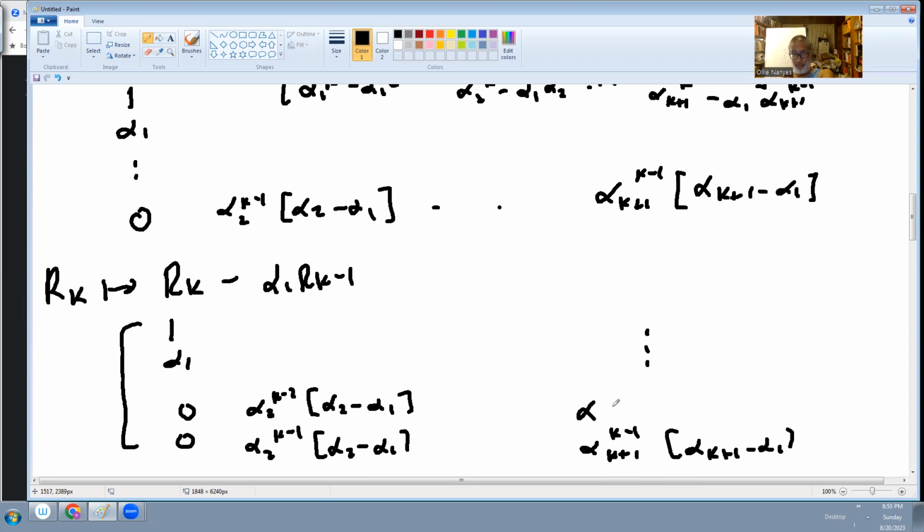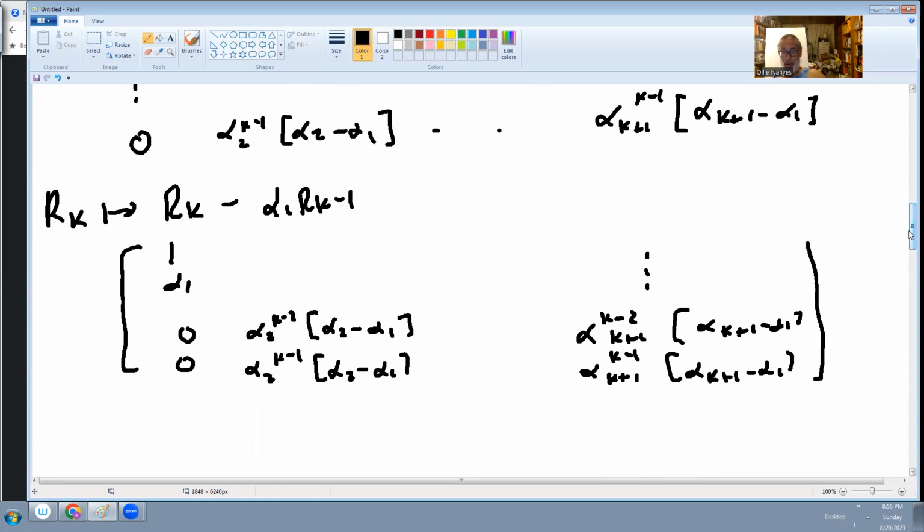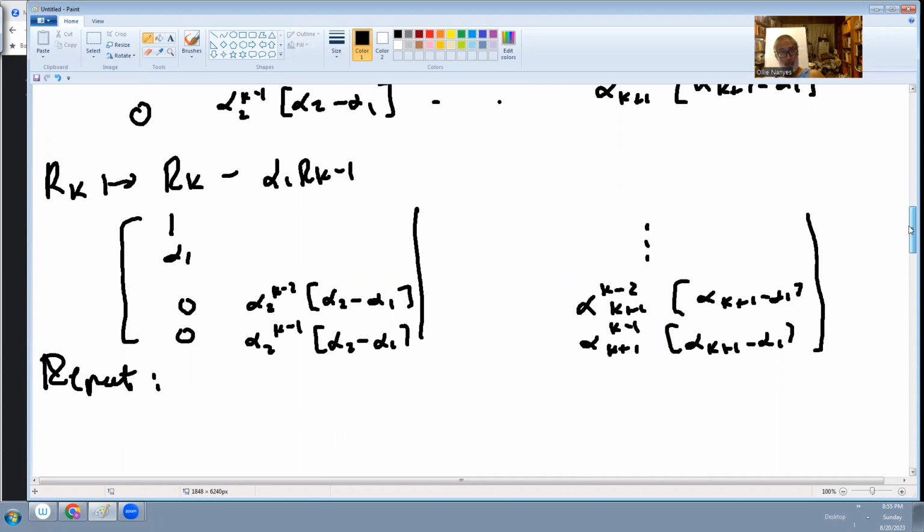This is alpha k minus 2 k plus 1. And so what we do now here, and notice we have this common factor in this column. We have this common factor in this column. So we repeat until we end up, so we repeat this for every single row.